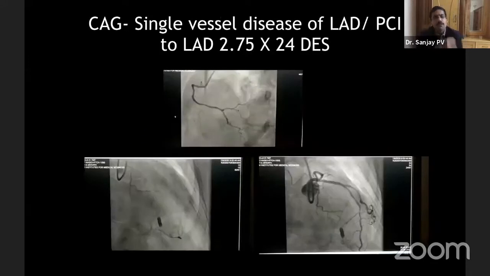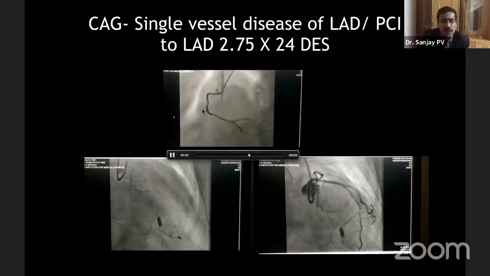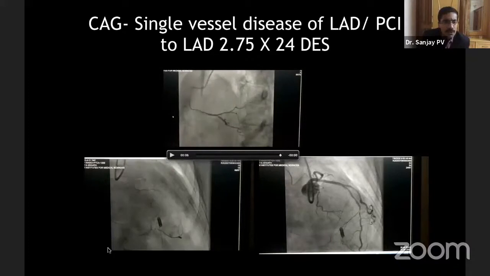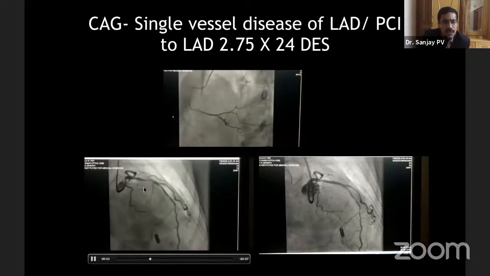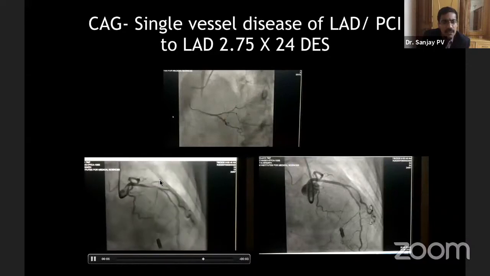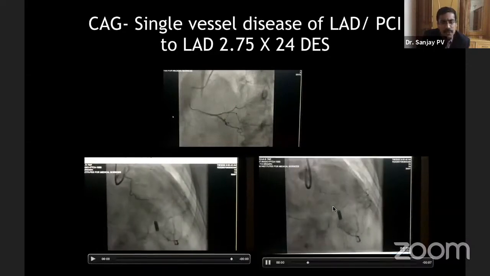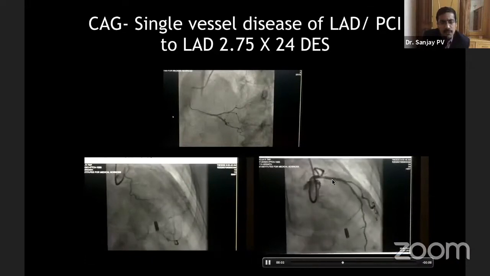So we took her up for an angiogram, and this was the right coronary artery. The right coronary artery is reasonably okay, no occluding vessel. And this is the left anterior descending. You can see the LAD has a critical lesion at this point, and she was successfully stented with this stent.